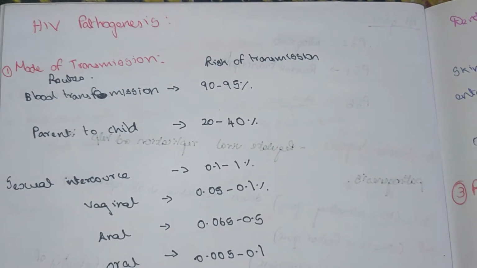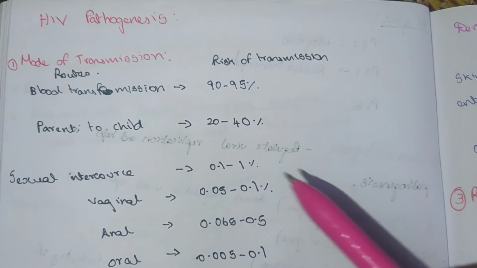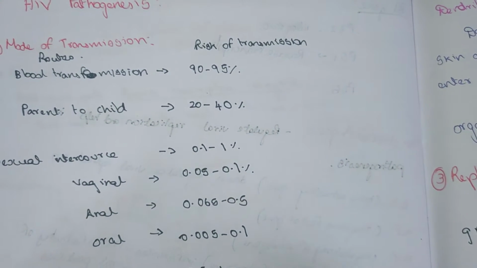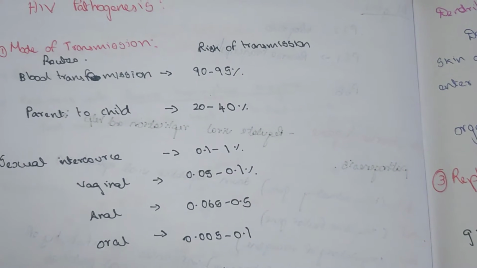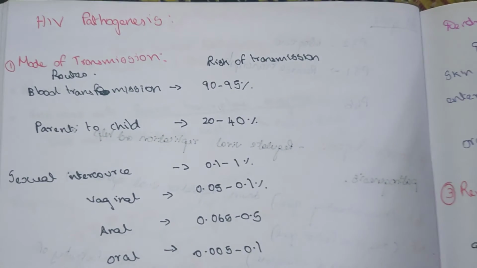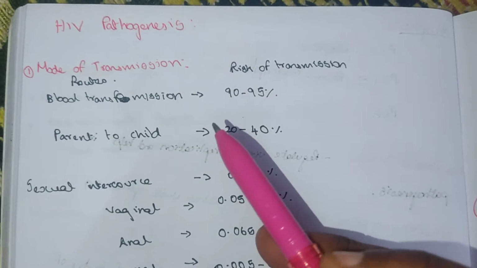Now we will see about the HIV pathogenesis. In this part we will see about the mode of transmission as well as receptor attachment. In the next part of the video we will see about the replication as well as some of the most important HIV pathogenesis. Mode of transmission.